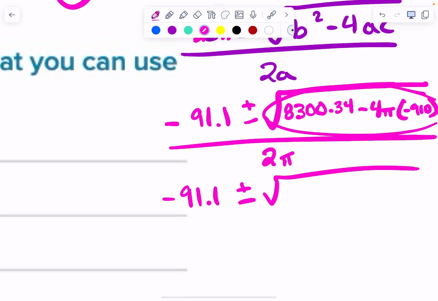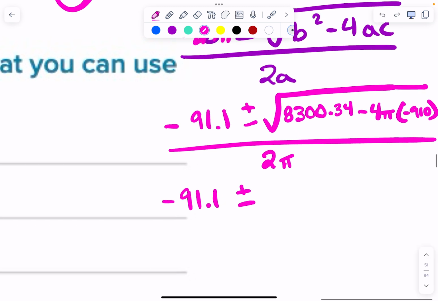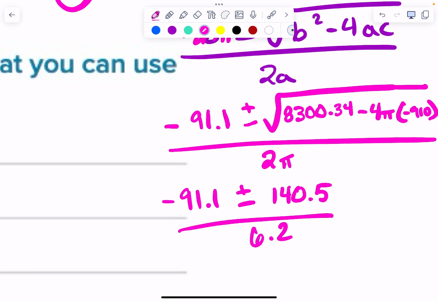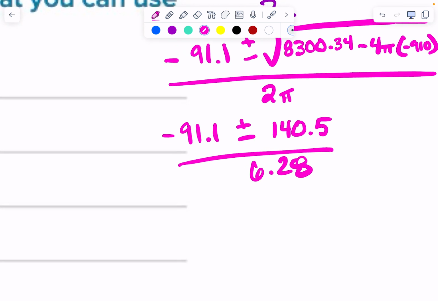Okay, this is after I take the square root. This is 140.5, all over 2 pi, which is 6.28. Okay, now what? Add and divide. Negative 91.1 plus 140.5 divided by 6.28, which is 7.87. Or negative 91.1 minus 140.5 divided by 6.28. I get negative 36.9.